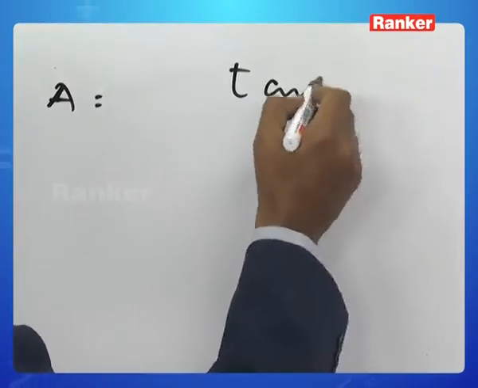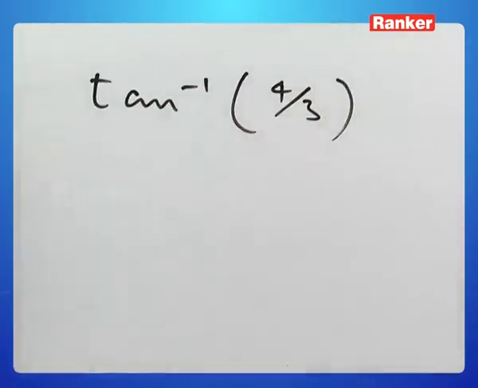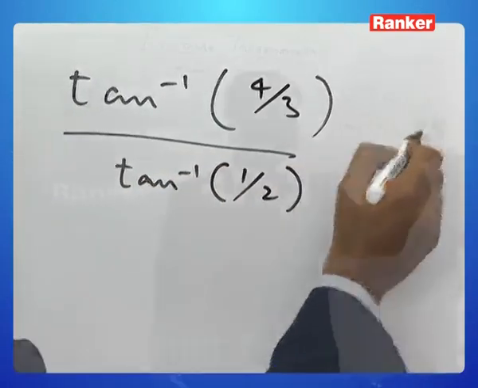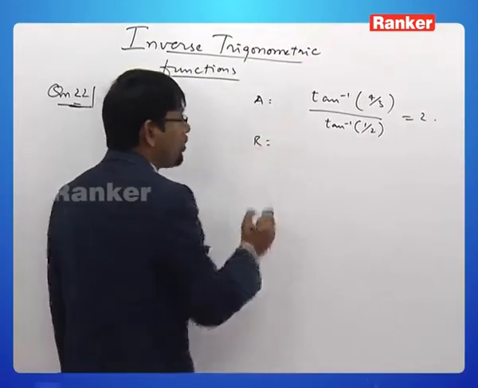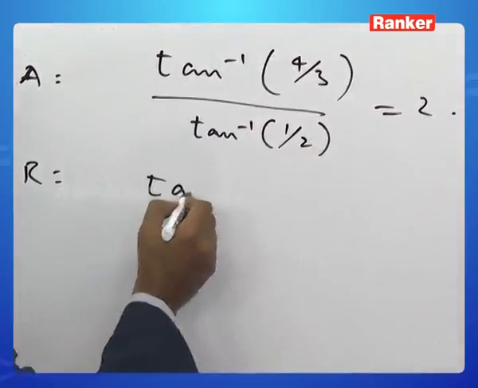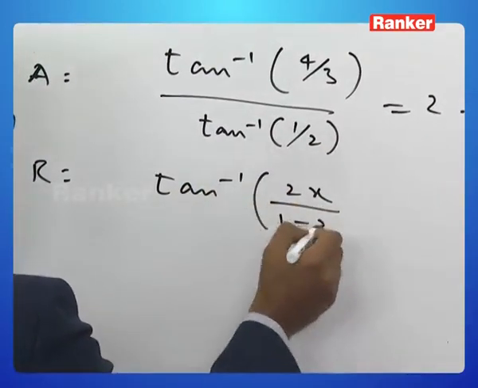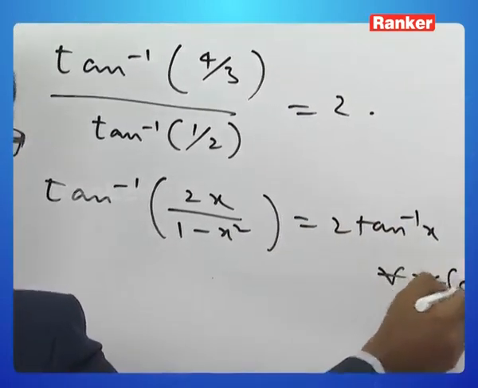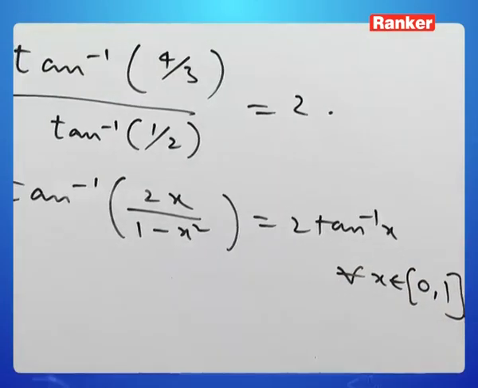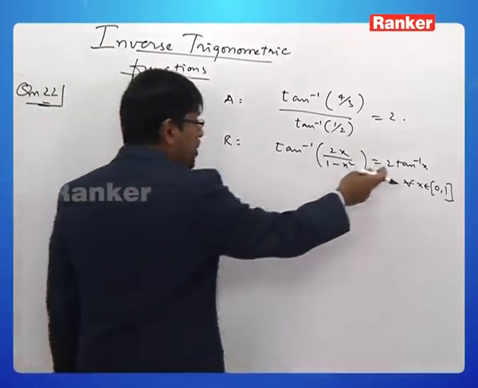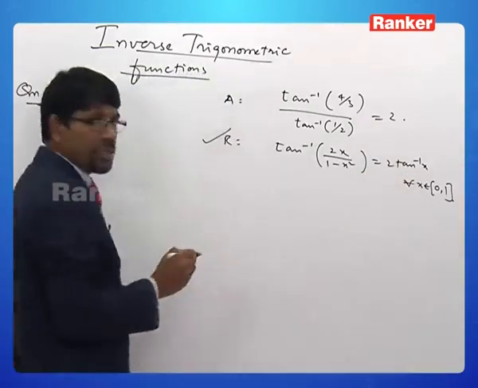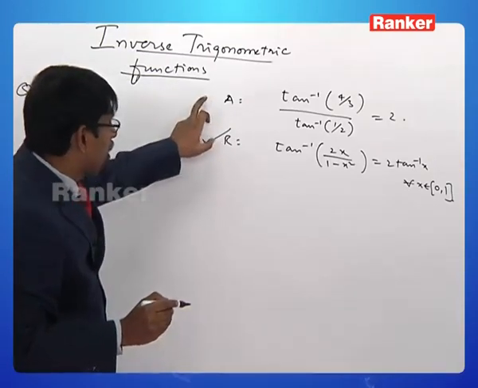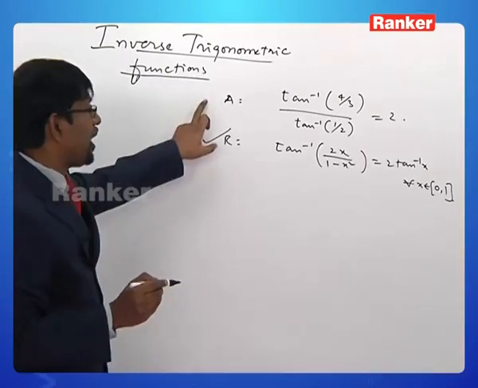Assertion is given to be tan inverse of 4 by 3 by tan inverse of 1 by 2 is equal to 2. And the reason he has given was this: tan inverse of 2x by 1 minus x square is equal to 2 tan inverse of x for all x belonging to 0 comma 1. Now let's have a look at this. This is true. Clearly we know this. R is true. So is A true, and can we use R to explain A? Let's see that.